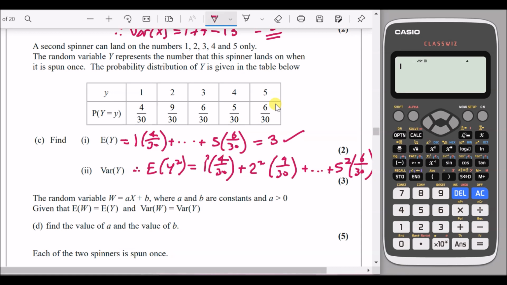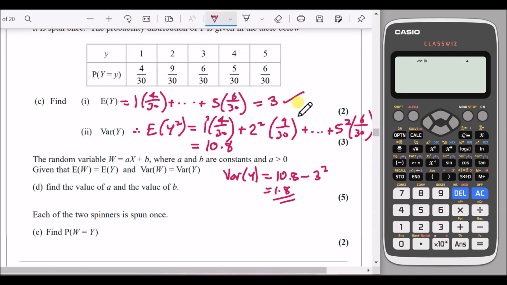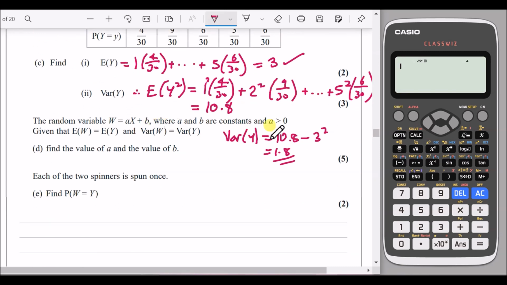And then when you calculate all this in your calculator, this results in 10.8. And then lastly, to get the variance of Y, I'm going to do it down here. The variance of Y is just literally the expected value of Y squared, which is 10.8, take away the mean squared, take away 3 squared. And that should give us 1.8. Cool. So that's not too bad. That's not too bad.